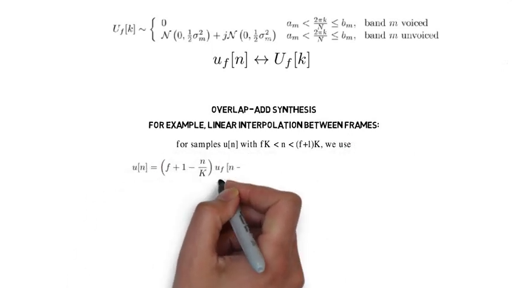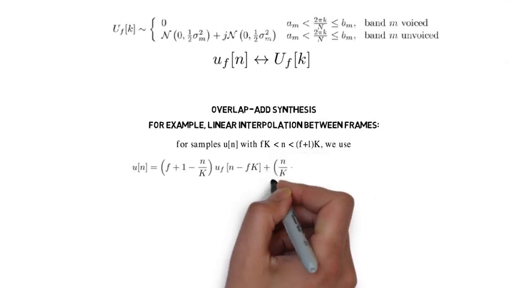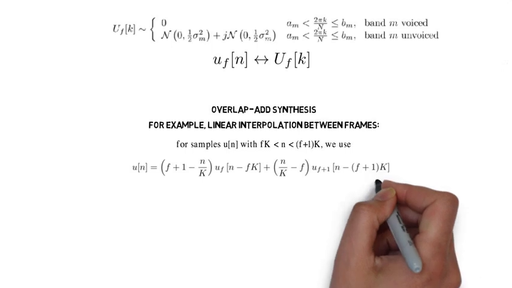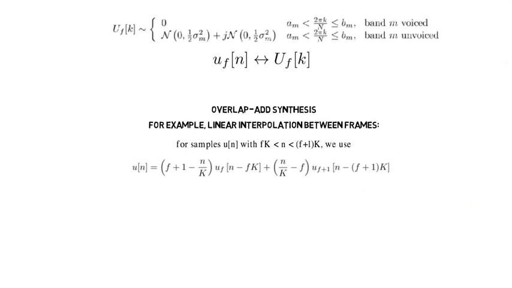We start out with the unvoiced sample from the F frame, and as we go from that period, from Fk to F plus 1k, we gradually decrease the weight on the sample from the F frame, and we gradually increase the weight on the sample from the F plus first frame.